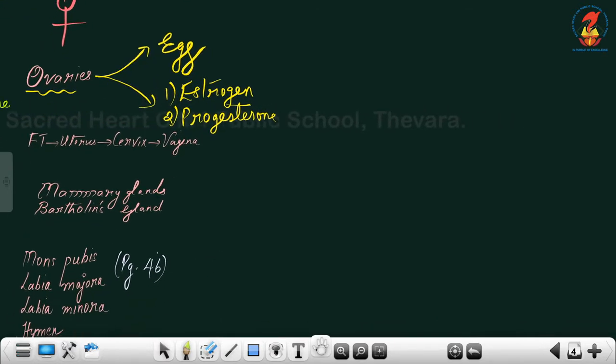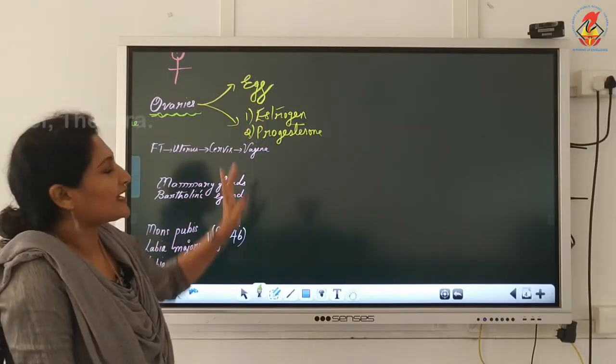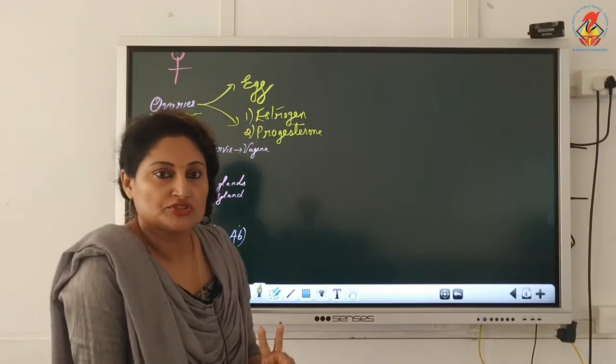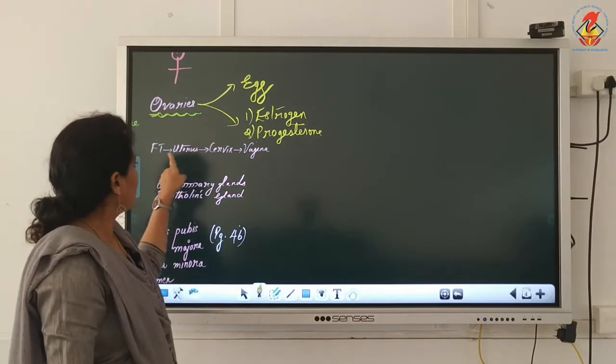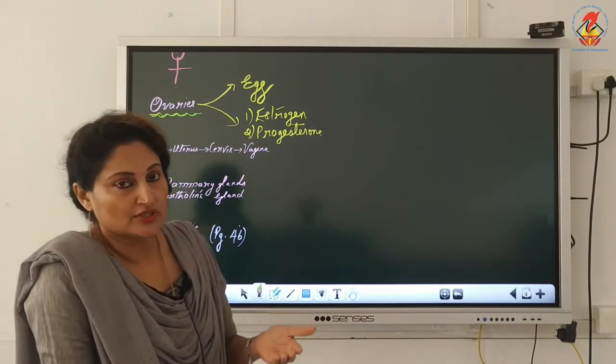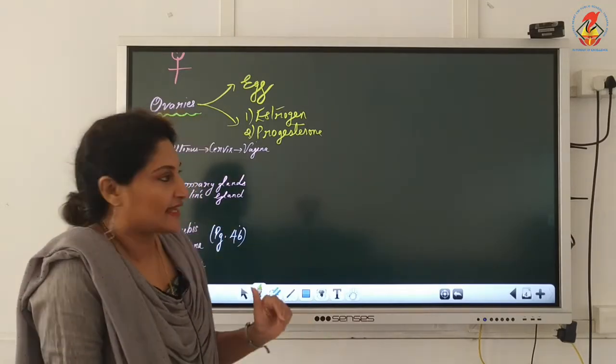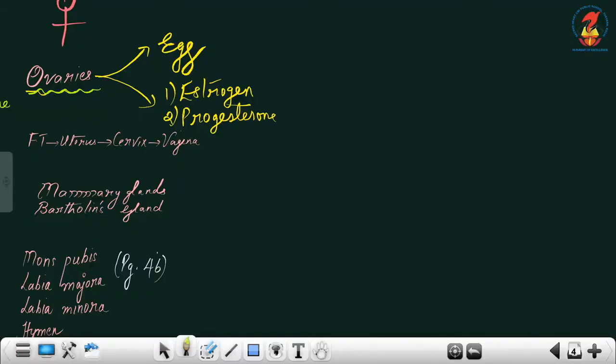Similarly, the female reproductive system, as I told you in the beginning, the primary sex organ is the ovaries because it produces the gamete egg and two hormones, estrogen and progesterone. Now, the secondary sex organs, I told you, involve accessory ducts and accessory glands. The accessory ducts we have already studied in the previous video, that is the fallopian tube, uterus, cervix and vagina. We have already studied the female reproductive duct system.